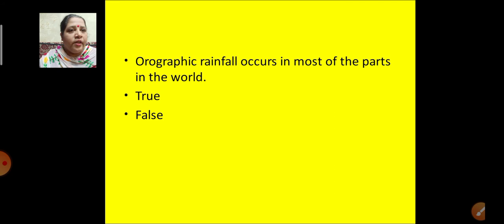Orographic rainfall occurs in most of the parts in the world. Is it true or false? Yes, it is true. In most parts of the world, orographic rainfall occurs.